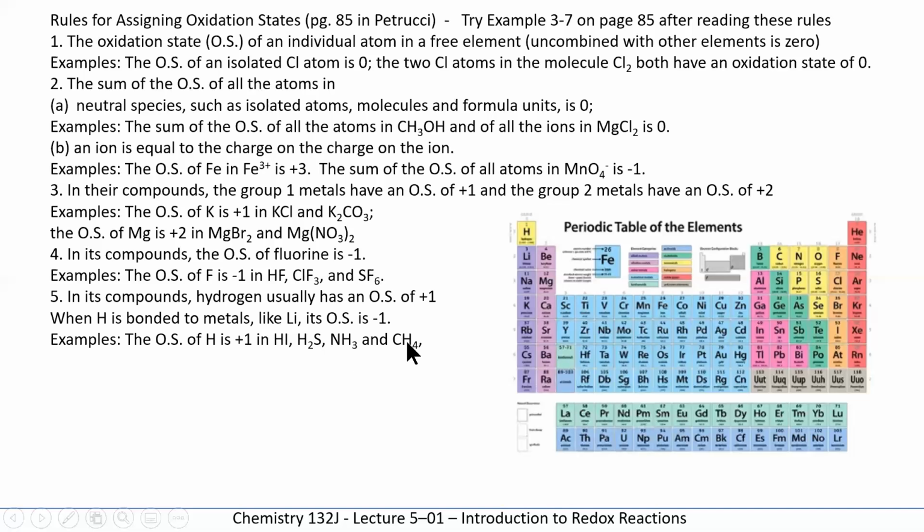In this case, it's +1, carbon would be -4. In this case, hydrogen is +1, sulfur is -2. Hydrogen is +1, iodine would be -1. Now, there are exceptions, as I said.